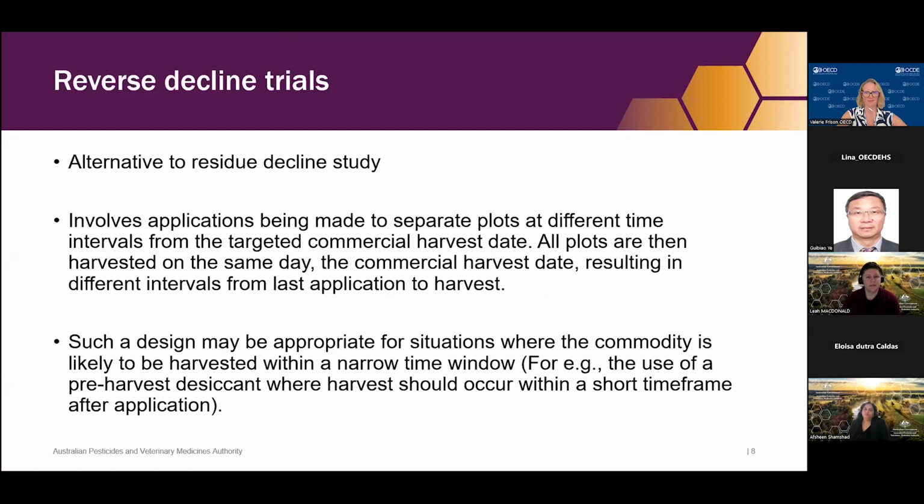Reverse decline trials involve applications being made to separate plots at different time intervals from the targeted commercial harvest date. All plots are then harvested on the same day, the commercial harvest date, resulting in different intervals from last application to harvest. This type of trial is appropriate where the commodity is likely to be harvested within a narrow time window.